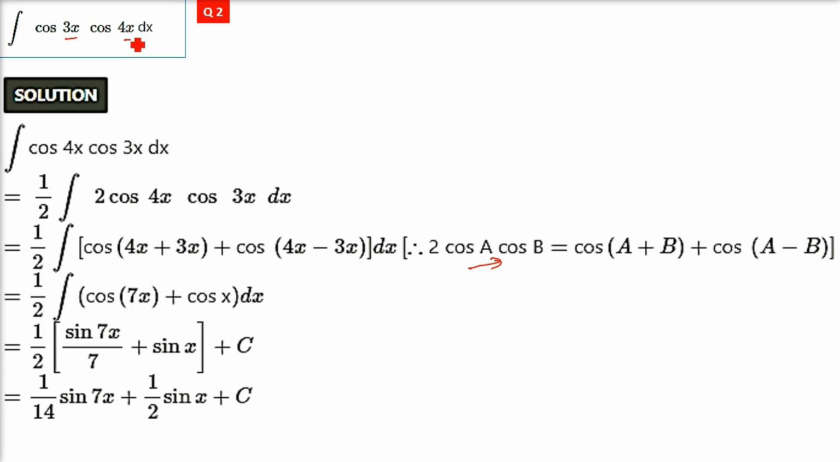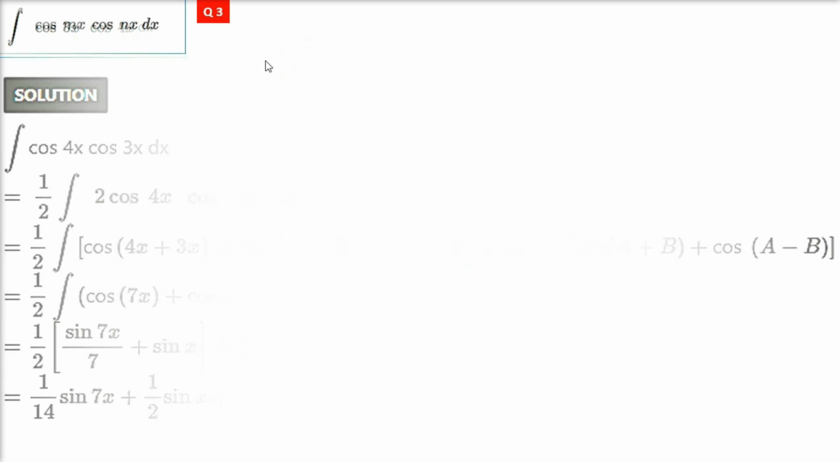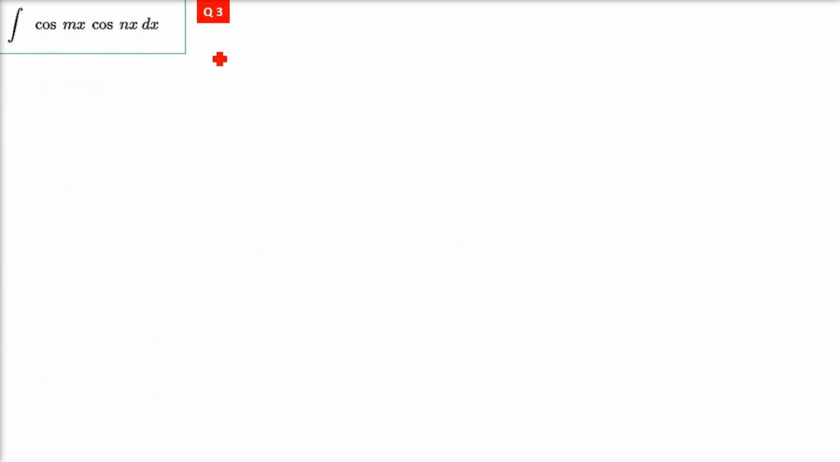Sometimes there may be no numbers. So what will be the approach? The previous question had some m and n. Here you have to generalize it. Whatever happens, the formula remains the same, the approach remains the same. 2 cos A cos B is cos(A plus B) plus cos(A minus B). That we have seen in the previous question also, and we are going to apply it here.